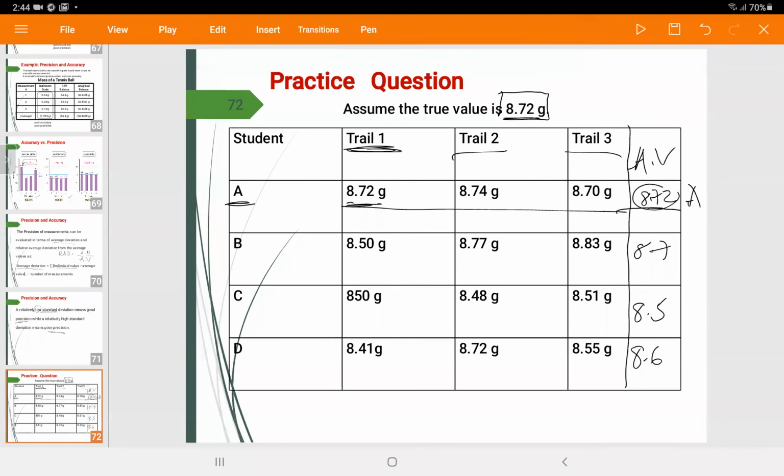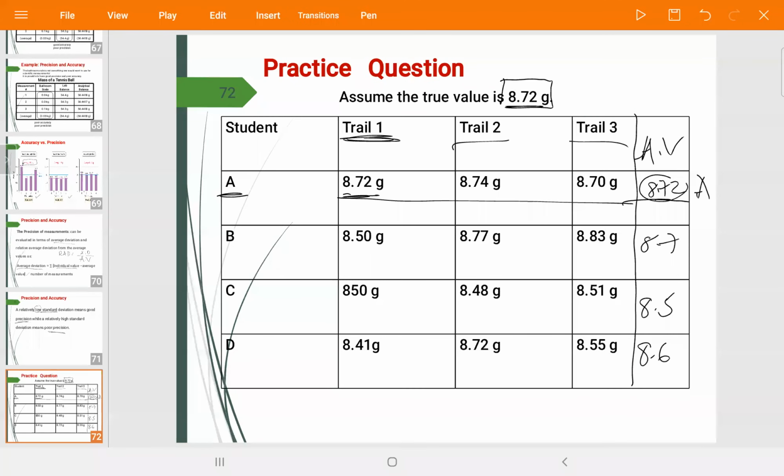So take, for example, this. And remember, the values are in absolute value, so you will have a positive answer when you calculate average deviation. To calculate the average deviation here, we take the individual value minus the average, which is 8.72, in absolute value, plus the second trial, 8.74 minus 8.72 in absolute value, plus 8.70 minus 8.72 in absolute value, divided by 3.